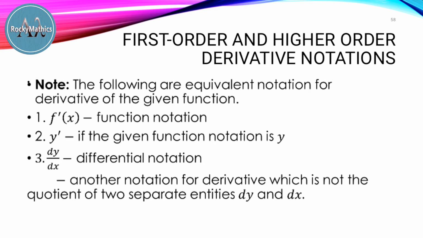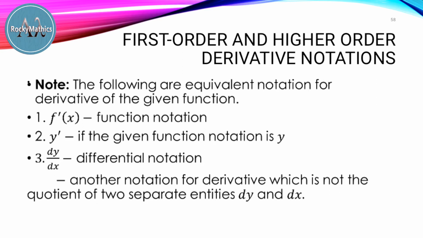We start with the first one, the f prime of x. Now f prime of x is what we call the function notation of the first derivative. So this is used if the given function is f. So for example, if f of x is equal to 2x, then the derivative of that is denoted by f prime of x is equal to 2.